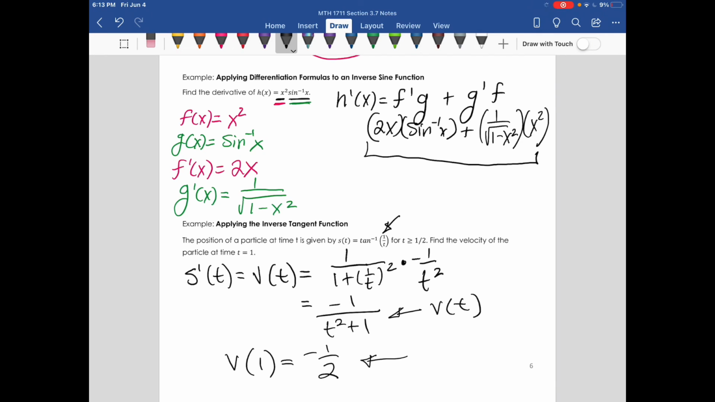So I know that since the velocity is negative, it's going in the opposite direction in which it has started. And so our final answer is v of 1 is equal to negative 1/2.